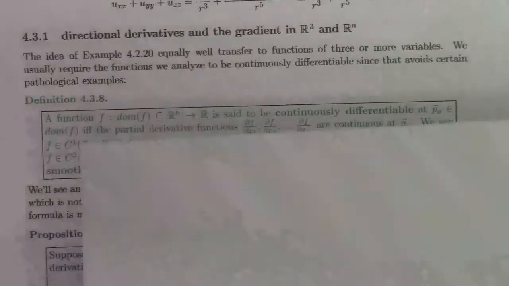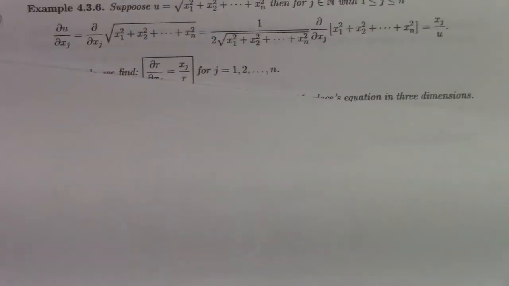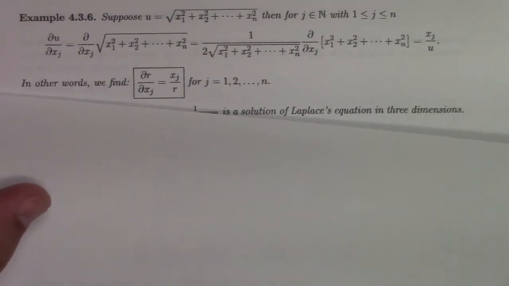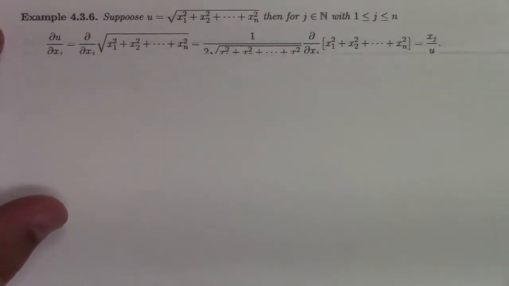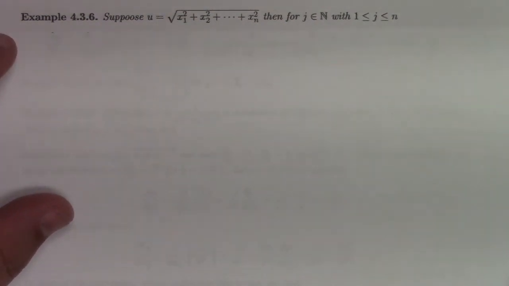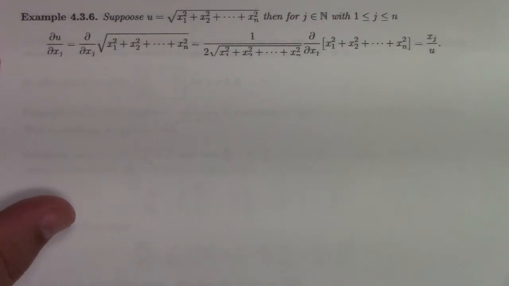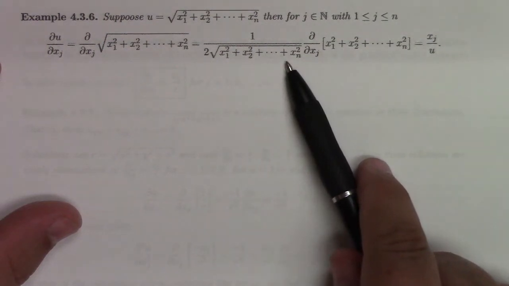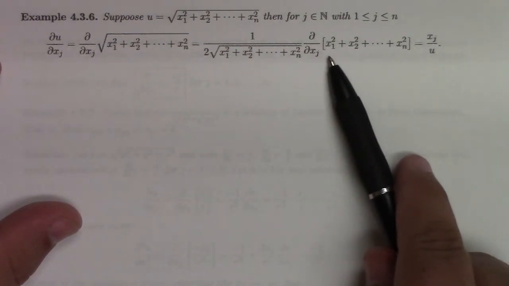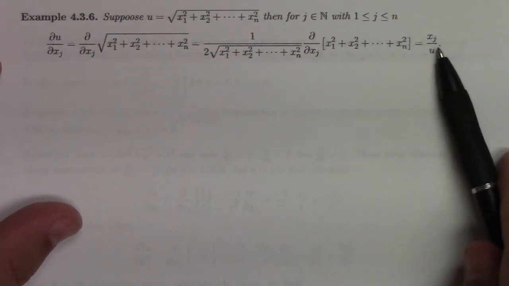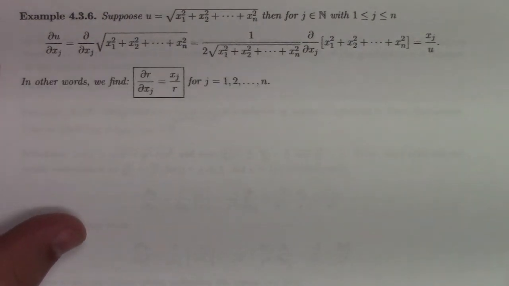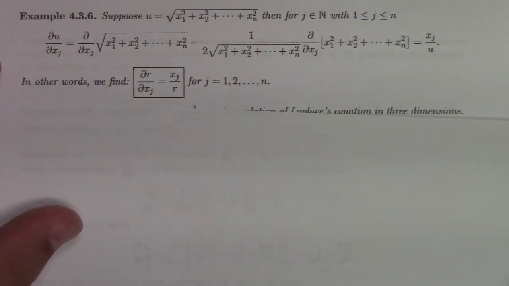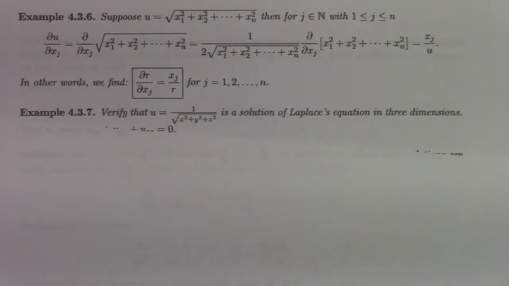And, in fact, you can easily extend that example to n dimensions. In n dimensions, the distance from the origin is given by u equal to the square root of the sum of the squares of all the variables. And if you calculate the derivative of that with respect to the jth variable, you get 1 over twice u times that partial derivative, which just gives us 2xj, so we get xj over u. In other words, the partial derivative of r with respect to xj is xj over r for the radius in n dimensions. That's kind of cool.